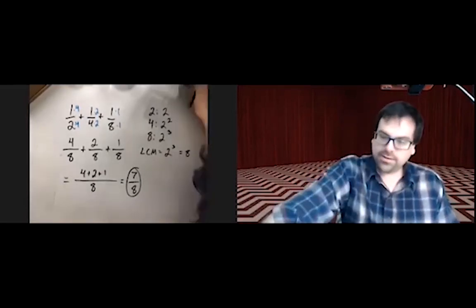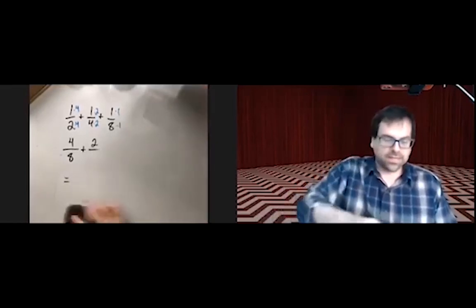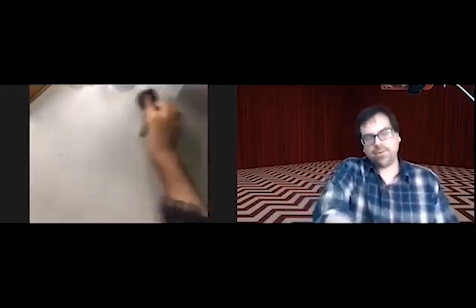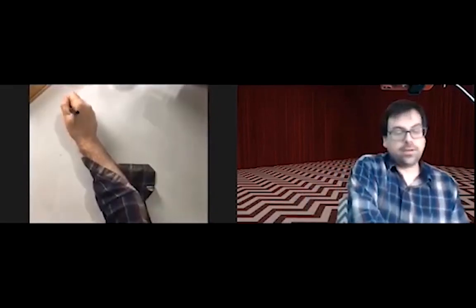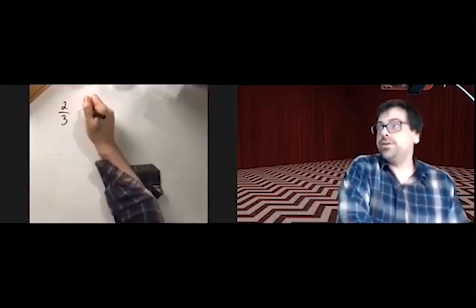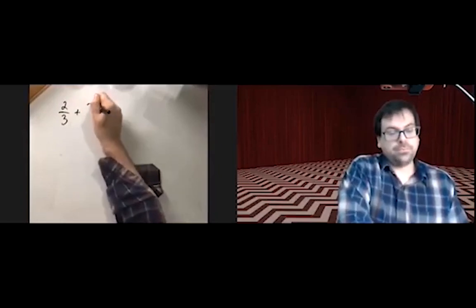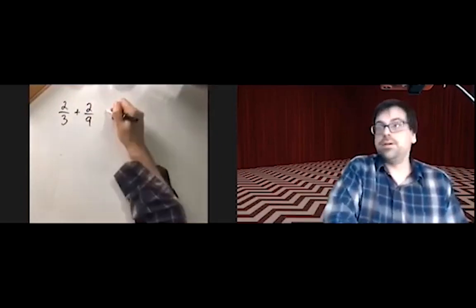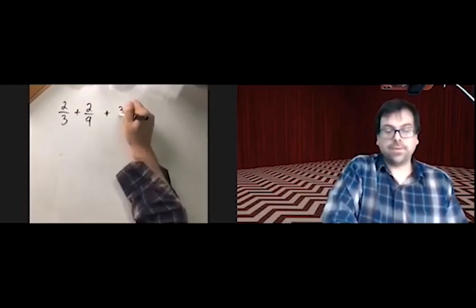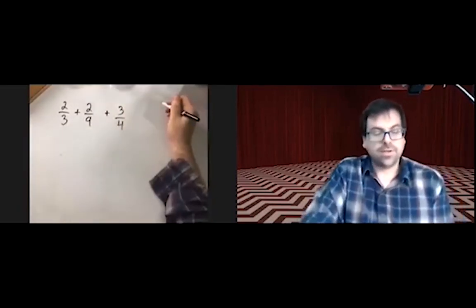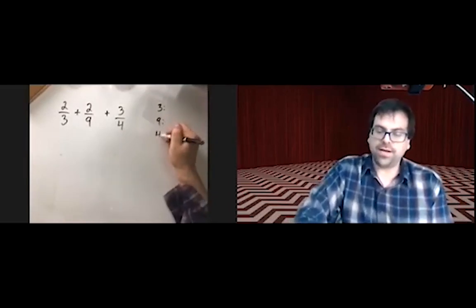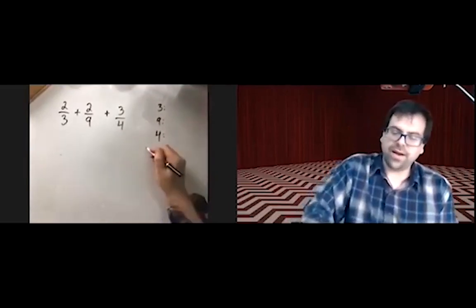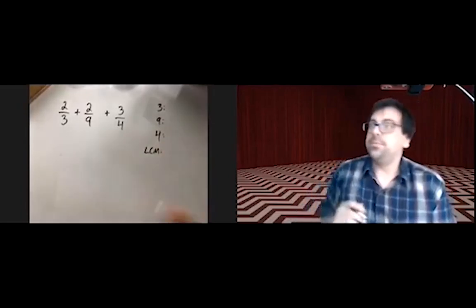Let's do another. Which of course will be a little more complicated. We're not going to get to keep one of our fractions this time. 2/3 plus 2/9 plus 3/4. So we need prime factorizations for 3, 4, and 9, and that'll help us find the least common multiple.